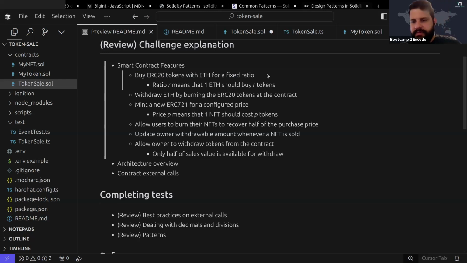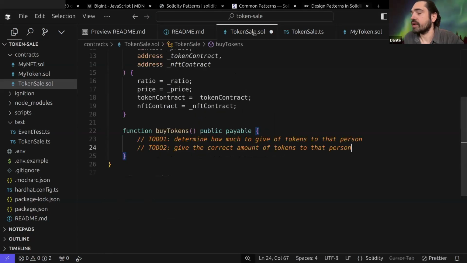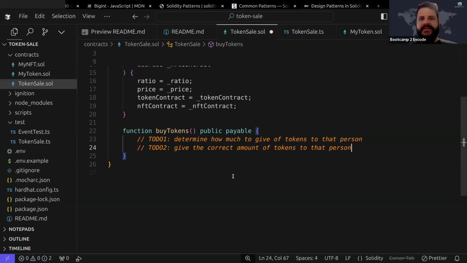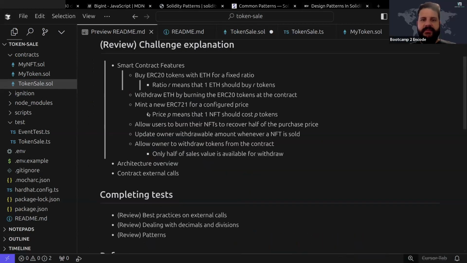Dante, you have a question about this too? Yeah. So the process is going to be that the buyer comes in with ETH, they give us ETH, and we mint a token, right? Yes. And this ETH is going to be stored inside the token sale, because later, if the person wants to burn the ERC20, they should receive that ETH that was stored. You see?